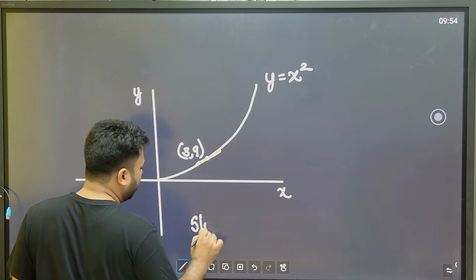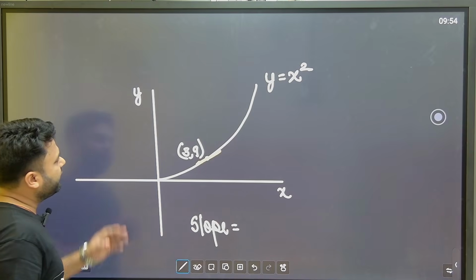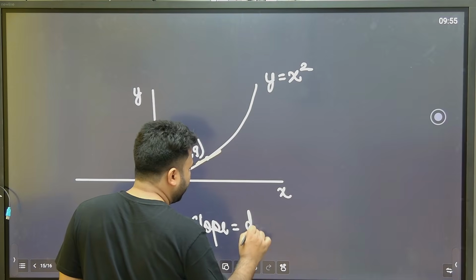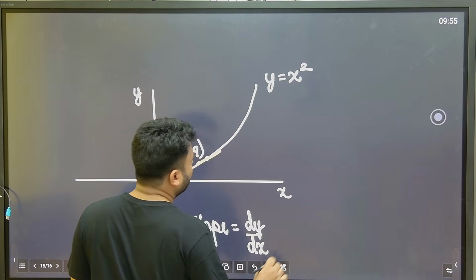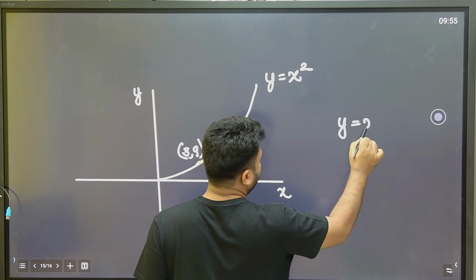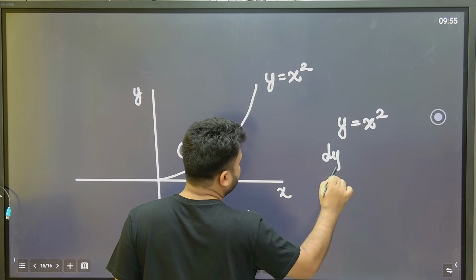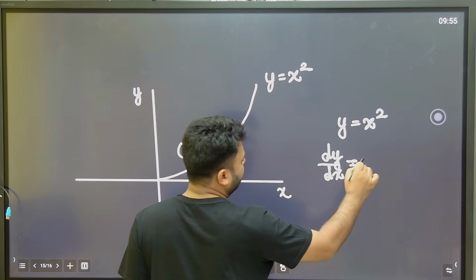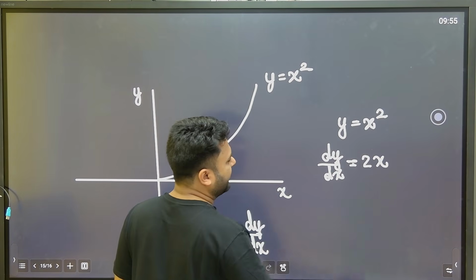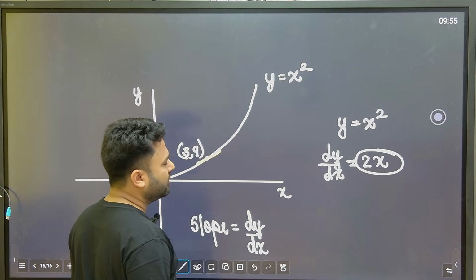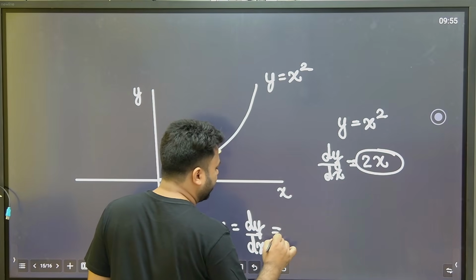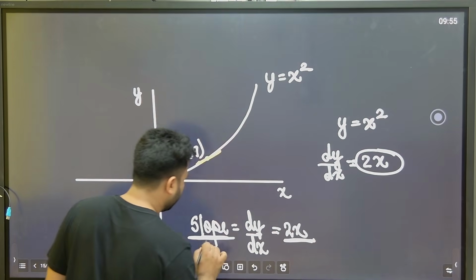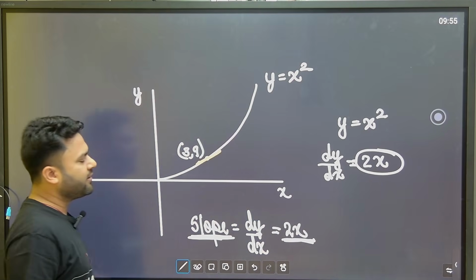So slope will be, I told you now, if y versus x axis is there, slope is dy by dx. Now you know that y equals x square, it's given. So dy by dx, just now we learned how to calculate. Power you write first, then variable, then power minus 1, that is coming 2x. So slope equals dy by dx and it is coming how much? 2x. Means slope is 2x. Again I am saying here.